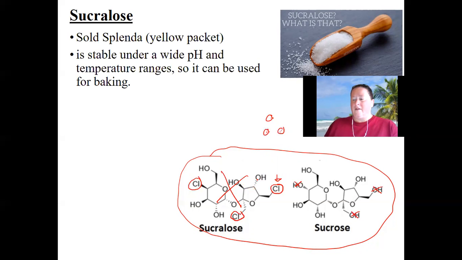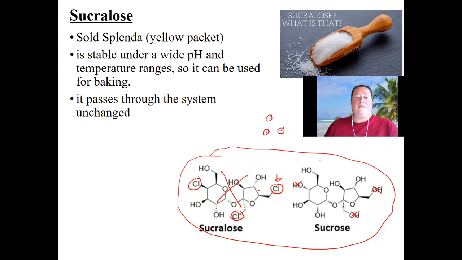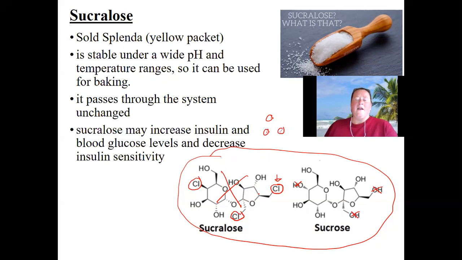And some interesting facts: it is pretty stable under a wide pH and temperature range. It's used in baking. They fluff it up a little bit, so the measure is the same. If you need a cup of sugar, you can use a cup of sucralose. And it literally passes through the system unchanged. There is no chemical change along the way.